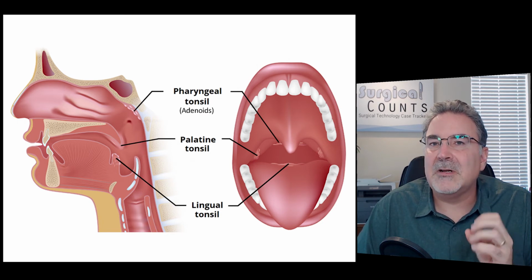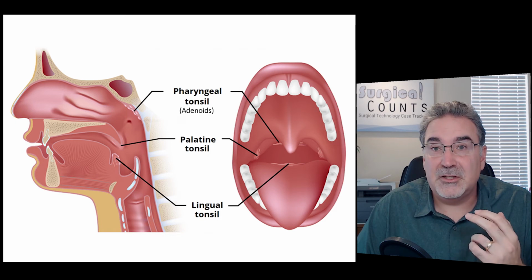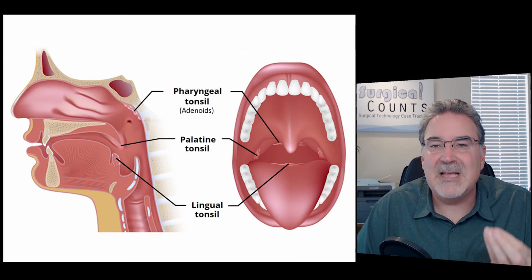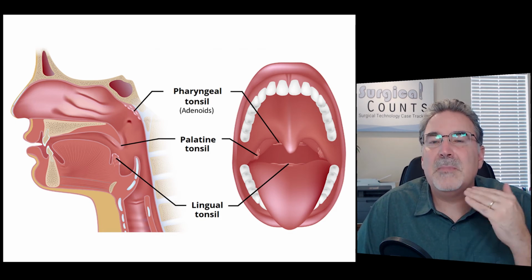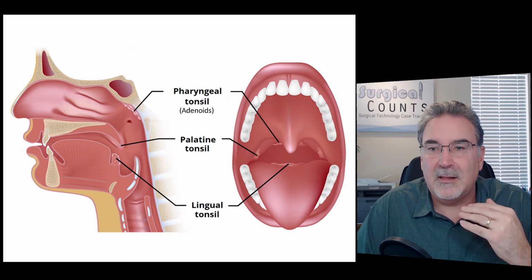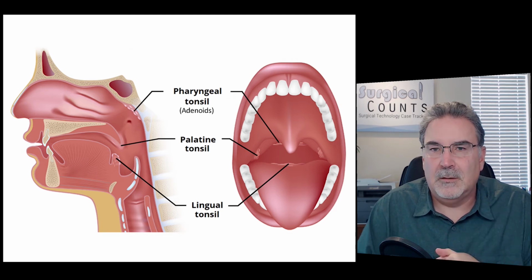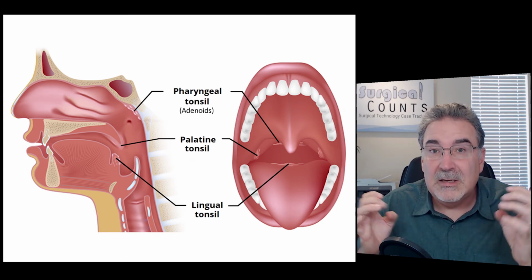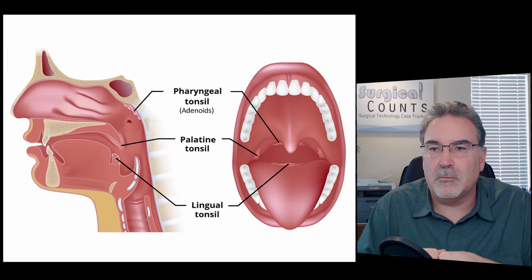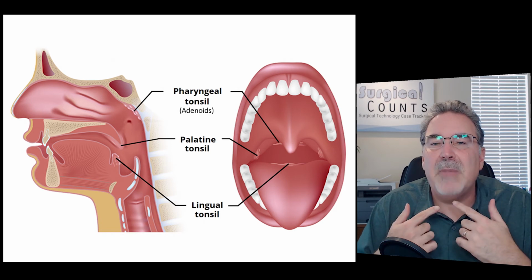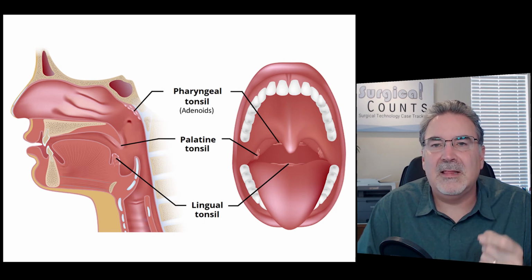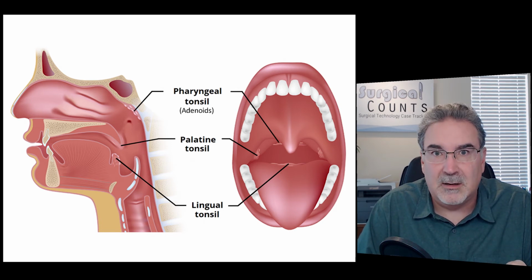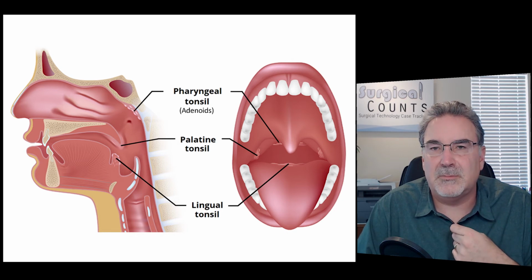And we have three different types. We have the pharyngeal tonsil, otherwise known as the adenoids, and this is up behind the uvula and the soft palate towards the nasopharynx. On the sides of our throat, we have the palatine tonsils. These are the ones that you often see swell up when somebody gets a sore throat. And then at the back of our tongue, we have the lingual tonsils, lingual meaning tongue.